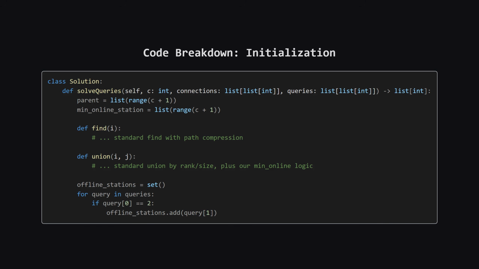First, we set up our tools. We create a parent array for the union find structure, where each station initially is its own parent. We also have a min online station array. This is key. For each group, it will track the smallest ID of an online station in that group. Inside the main function, we first do a quick pass through all the queries, just to find out which stations will ever be taken offline. We store them in a set for quick lookups.